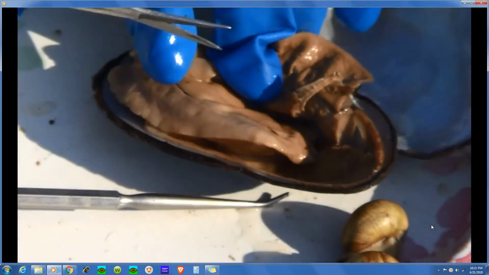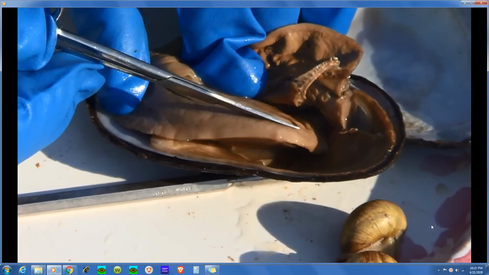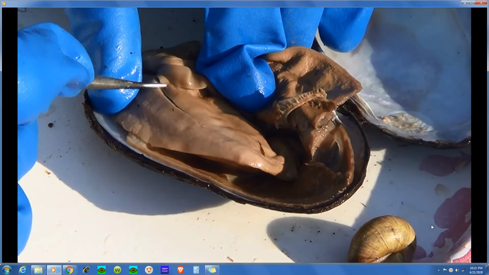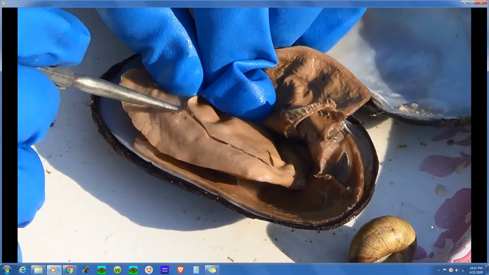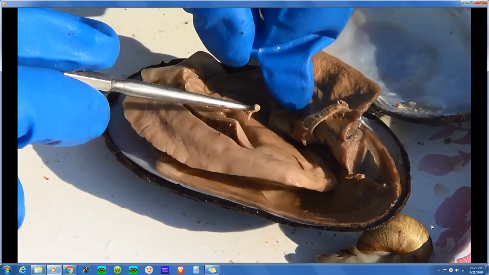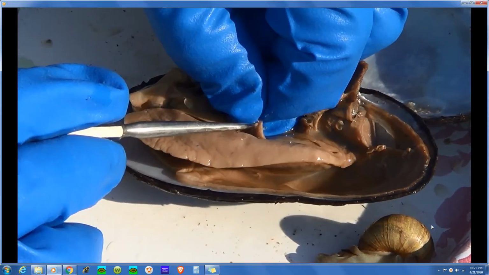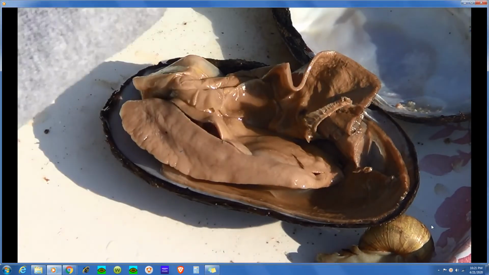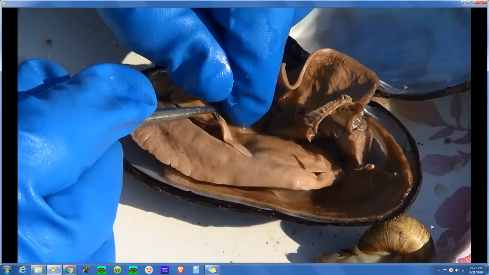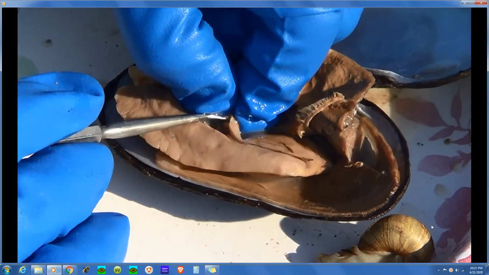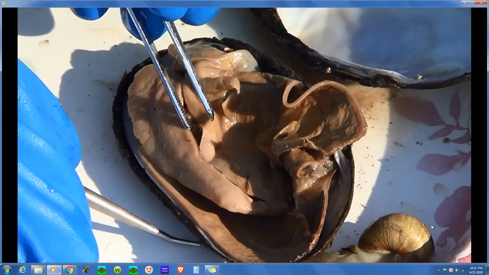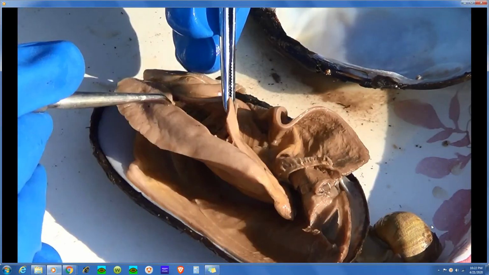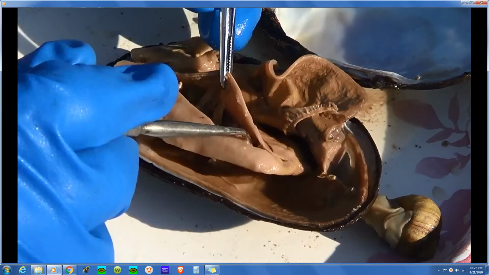And I'm going to make an incision along the edge of where the visceral mass meets the muscular foot. And then I'm going to run my probe underneath there, and I'm going to lift that away and separate from the material that's inside. I hate these gloves. And when I do, you can take a look at what's inside.